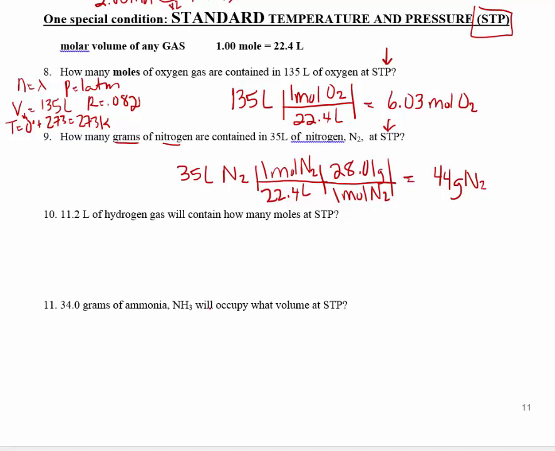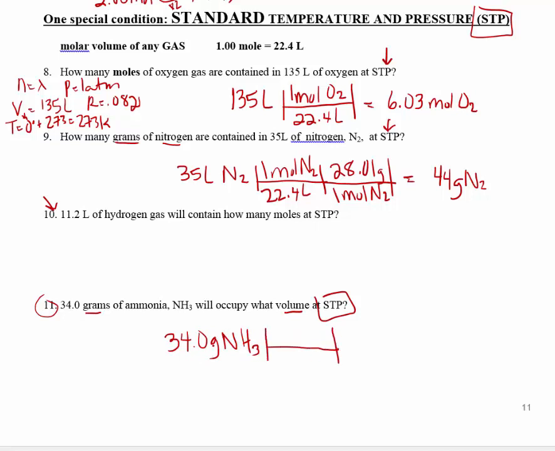Okay, I'm going to actually leave 10 to you. What about, let's look at 11. So you guys do this one. Let's look at 11. So this time I have grams and I want volume. And again, at STP, I could absolutely use PV equals nRT. If I use PV equals nRT, I'm going to change grams to moles. I'm going to look for volume. But I like shortcuts.